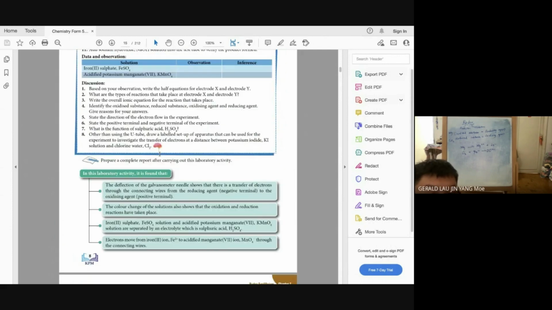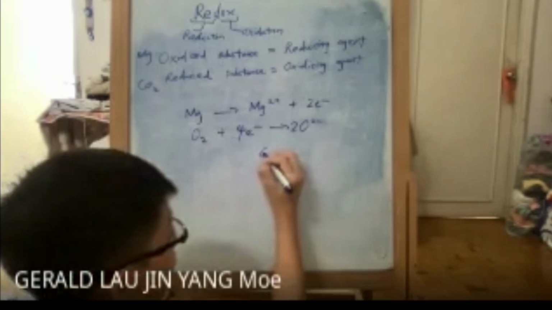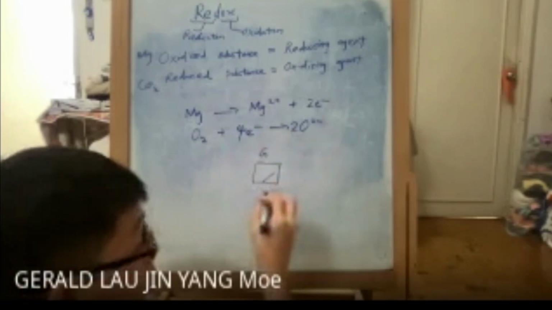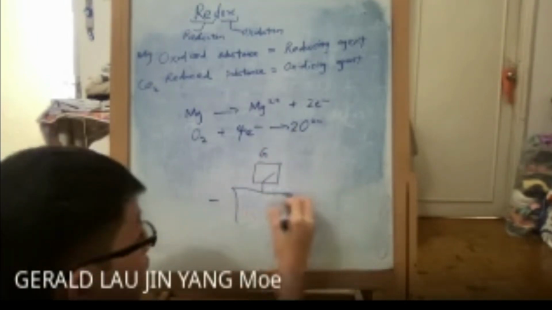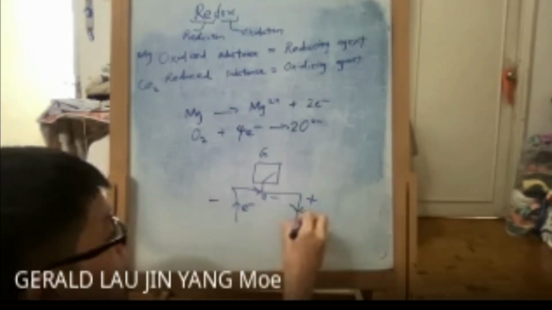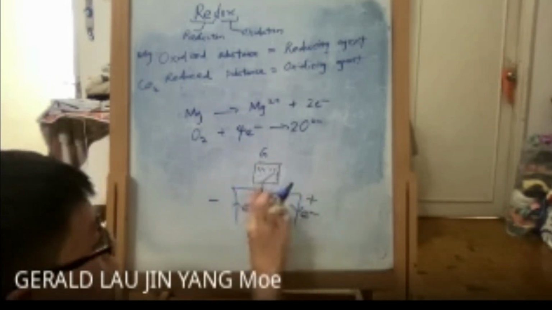Now let's look at the observation and the result. It is found that the deflection of the galvanometer needle shows that there is a transfer of electrons through the connecting wire from the reducing agent to the oxidizing agent. Later we'll go into detail about chemical cells. Normally the galvanometer needle will point towards the positive, because if this is negative and this is positive, your electrons will flow like this, so the needle follows the direction of the flow and points that way.